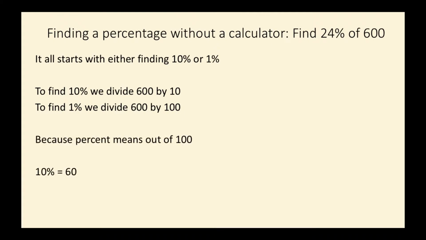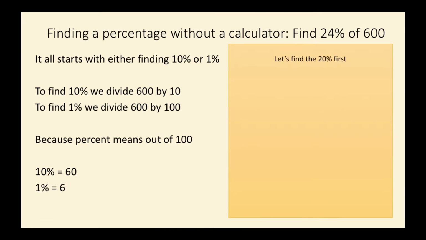So 10% of 600, we just take off the 0. That gives us 60. And then 1%, we take off both zeros and it gives us 6. So nice and easy so far. But altogether, we need 24%. So you could think of it like this. We need 2 lots of the 10 to give us the 20, and 4 lots of the 1 to give us the 4%.